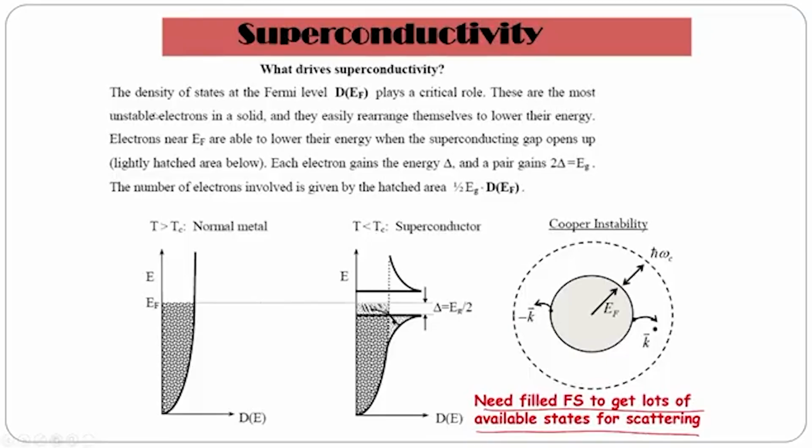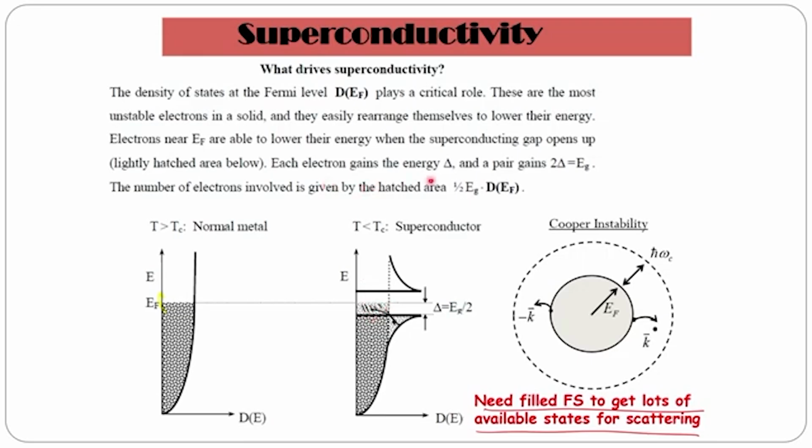The density of states at the Fermi level, we can denote it by D(E_F). It plays a crucial role. These are the most unstable electrons in a solid. The ones that are here are the most unstable electrons, showing with the laser pointer. These electrons easily rearrange themselves to lower their energies. So the electrons near the Fermi level are able to lower their energy when the superconducting gap opens up. That is this area that you see here.